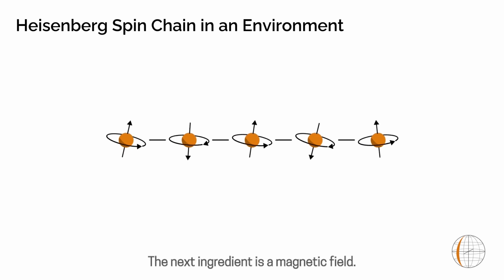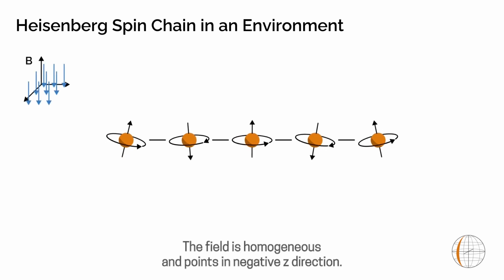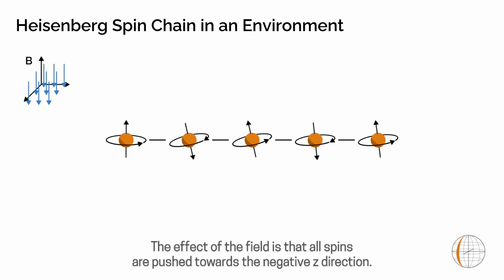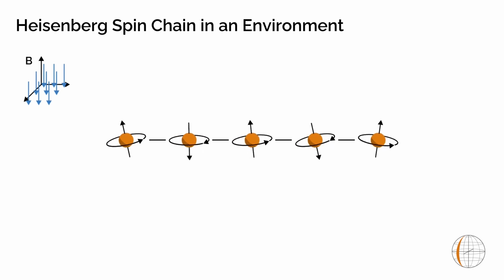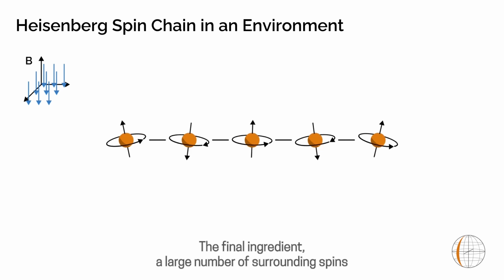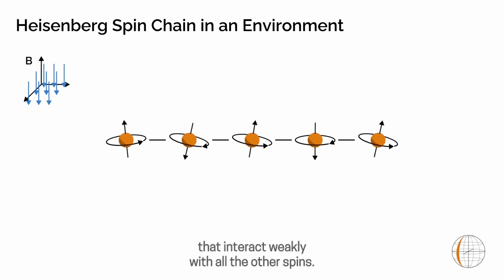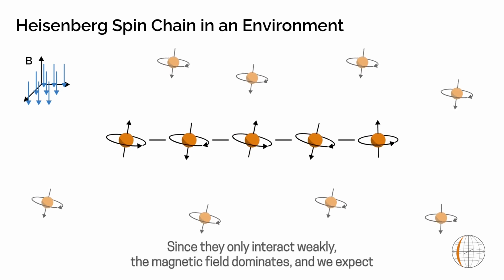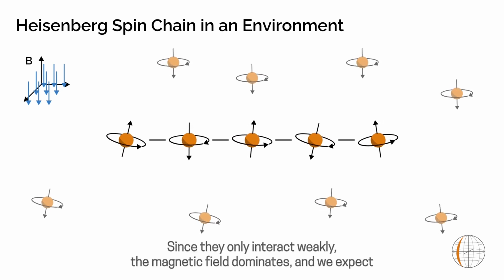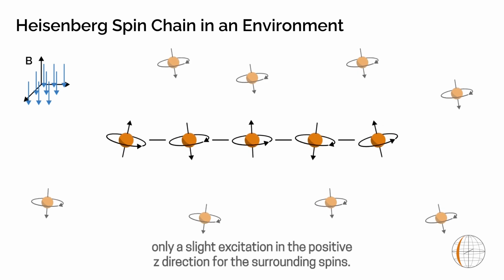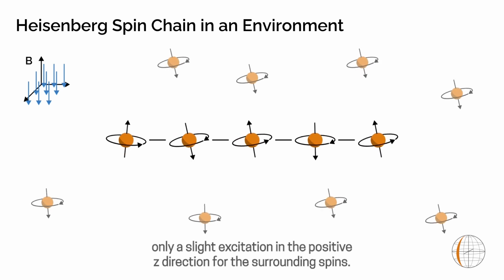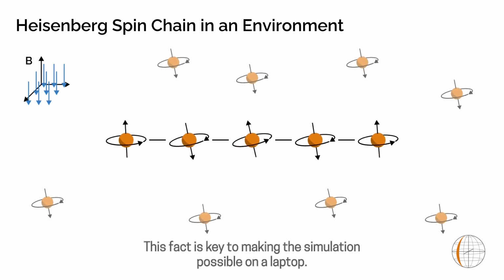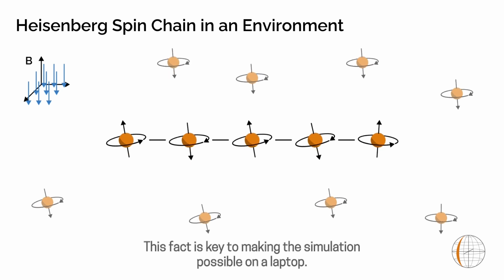The next ingredient is a magnetic field. The field is homogeneous and points in negative z direction. The effect of the field is that all spins are pushed towards the negative z direction. The final ingredient are a large number of surrounding spins that interact weakly with all the other spins. Since they only interact weakly, the magnetic field dominates, and we expect only a slight excitation in the positive z direction for the surrounding spins. This fact is key to making the simulation possible on a laptop.